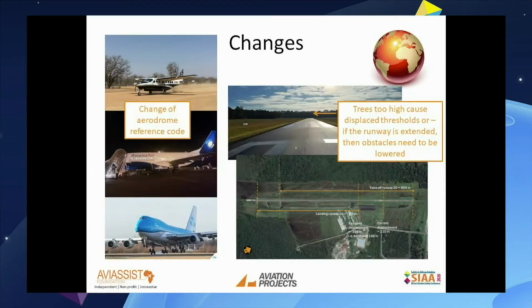Something else to think about, if you're changing something about your aerodrome or building a brand new one, is that changing the aircraft type or the scope of operations can have an impact on the operational airspace. If you're flying a Cessna 208, it probably doesn't need as much airspace as a jumbo jet. And also, if you have something where, for example, trees are growing too tall over time, then the runway might need to be reduced in length, as you can see on the right-hand side there.